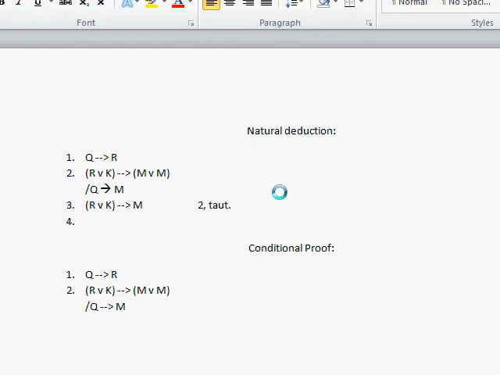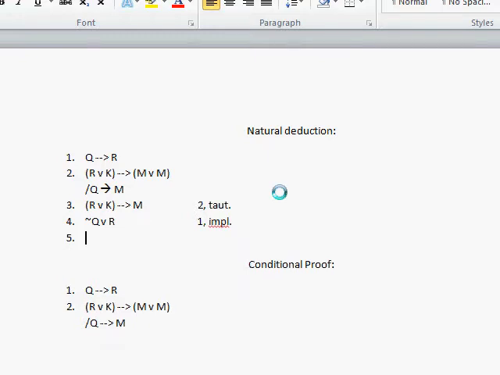Let's see, what's my next step? Well, I want to get Q then R or K. I'm going to need to do addition to get a K somewhere eventually. Before I do that though, I want to use implication to break this up. So I'm going to get not Q or R, and I'm going to get this through implication. The next thing I'm going to do is get not Q or R or K, and I'm going to get this through addition.